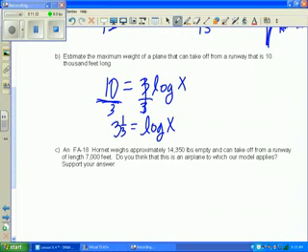We have a single log, and when we have a single log, rewrite it as an exponent. Okay? So what's the understood base here? Correct. So this is really saying 10 to the 3 1/3 power equals x. And that would solve out, and what would that be telling you? That would be telling you the weight of the plane that could take off of the 10,000 foot runway.